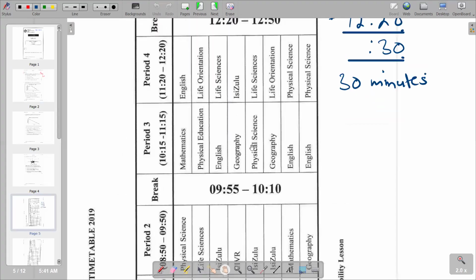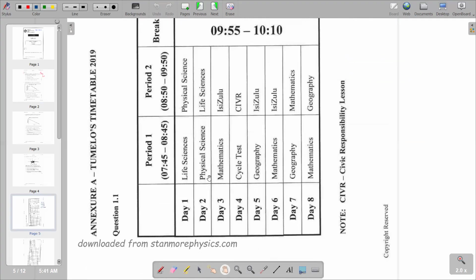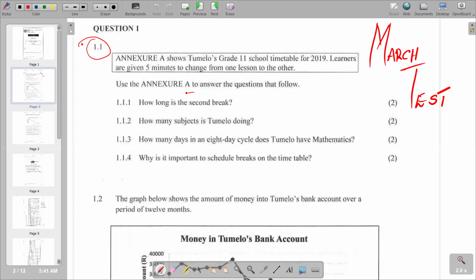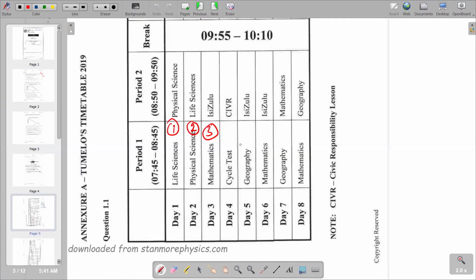So if you attempt this, we can start from where we are starting our days, or we can just start with the first column of period 1 and try to pick the subjects that we are seeing. In the first column, we have life sciences as one of the subjects. Then physical science, mathematics, and we are only looking for subjects. Remember, our question is emphasizing the main subjects. After that we put geography, which is number 4.